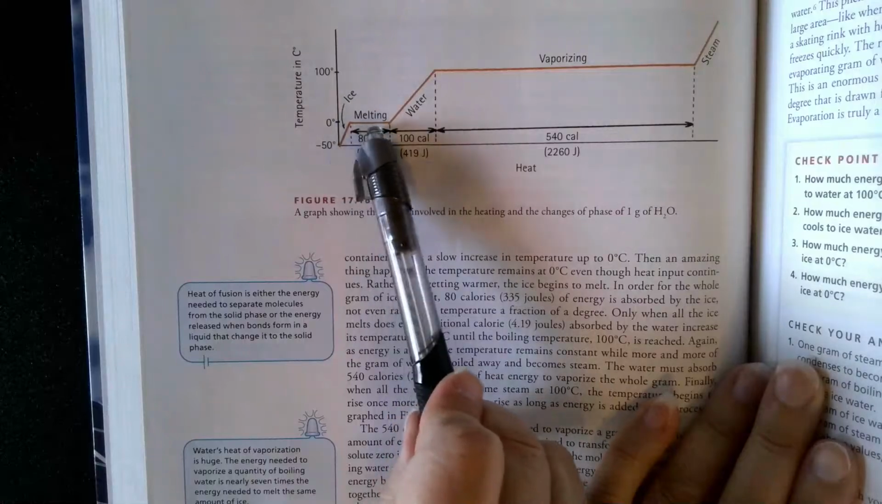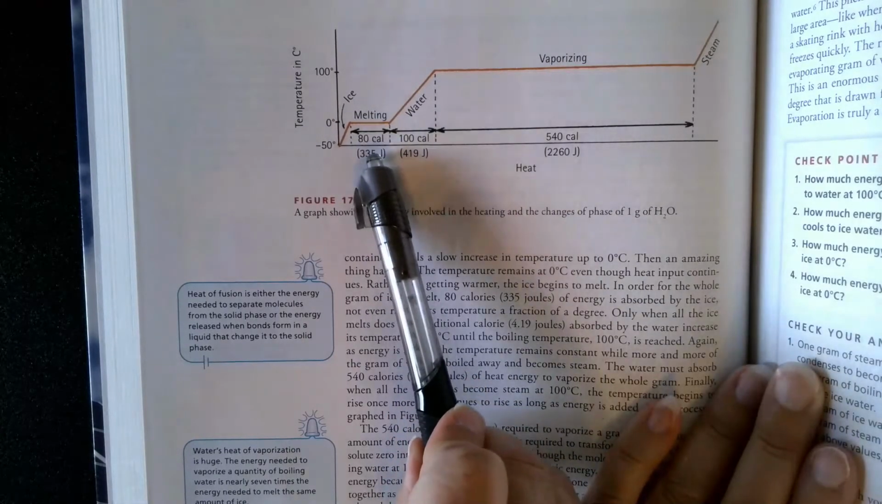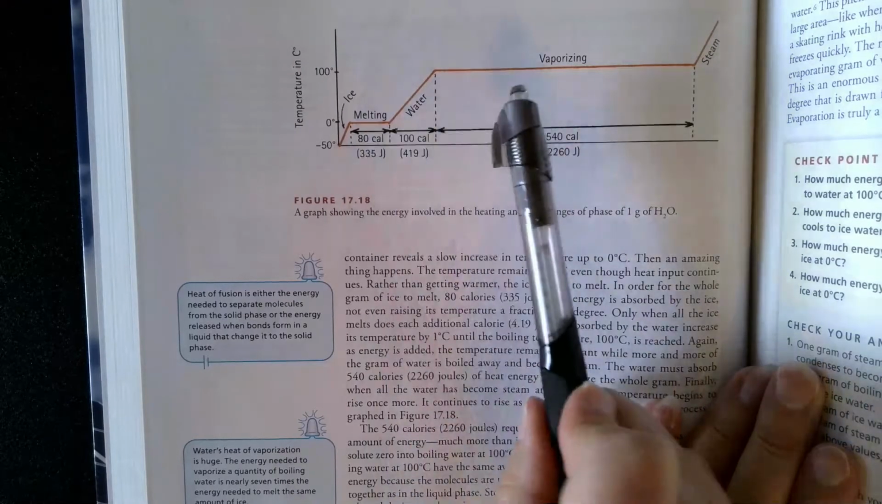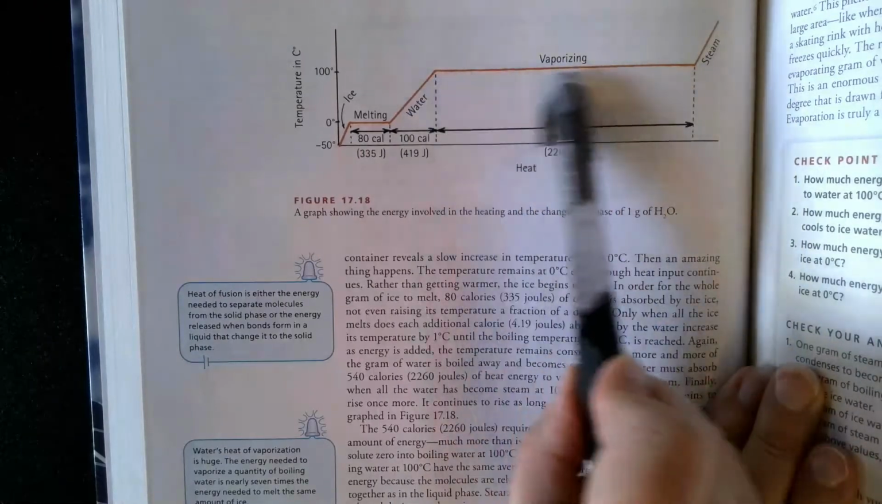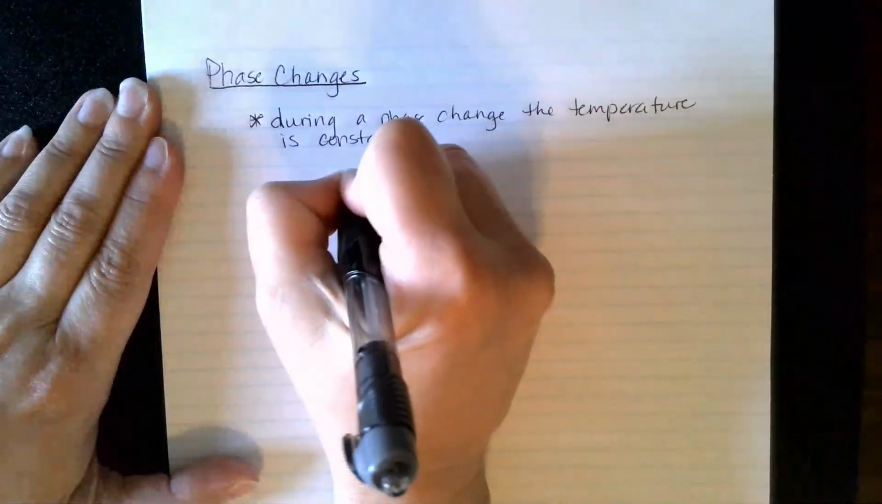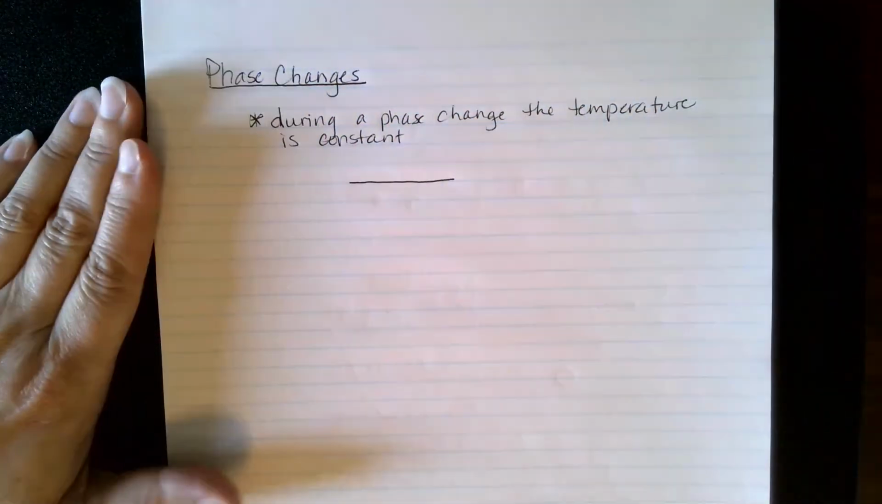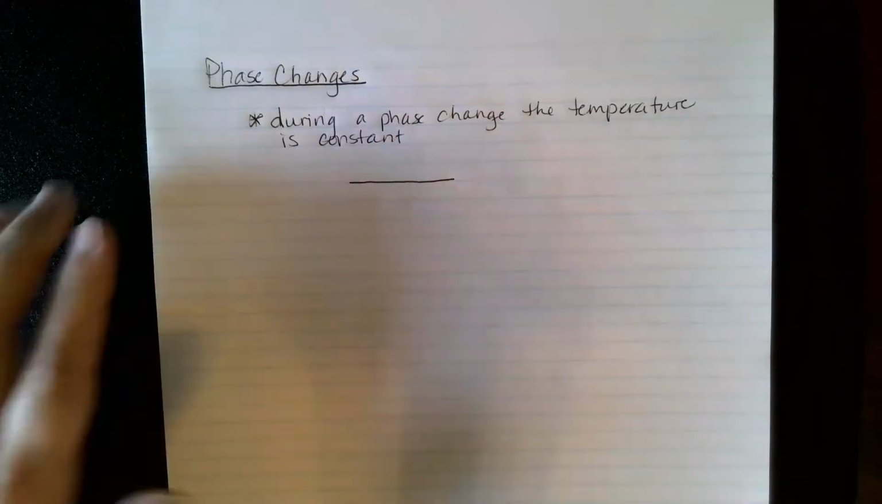Right here where this horizontal line is, this is where it's melting. And for water, this takes 80 calories per gram. And then the other place where it's horizontal, this is where water is vaporizing. And that takes 540. And on those graphs, that's where you have that horizontal line. That's when you have a phase change occurring. And it's going to stay at that temperature until all of it vaporizes or until all of it melts.